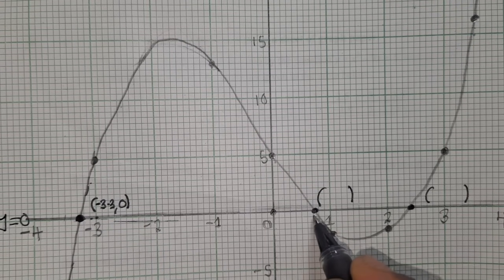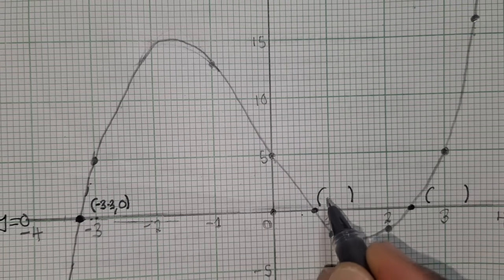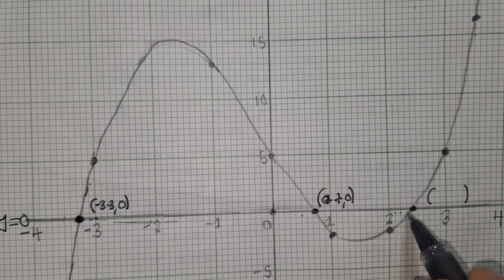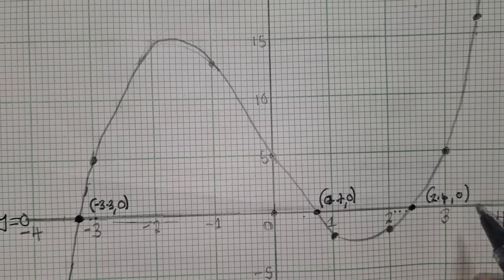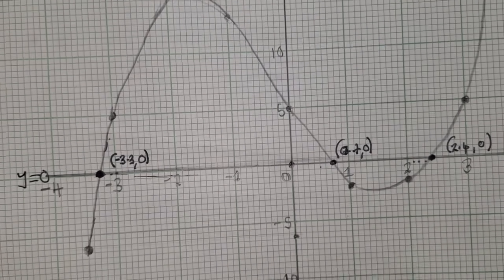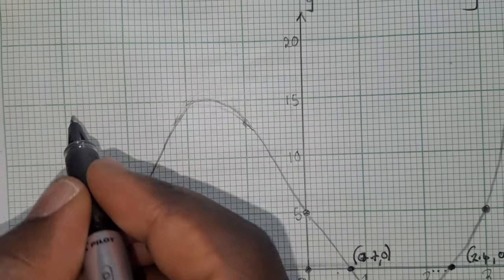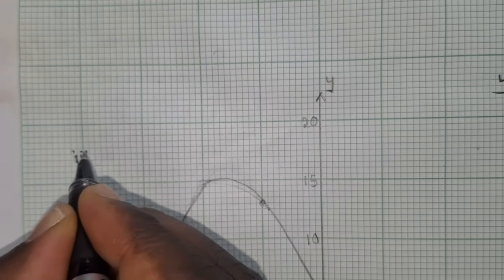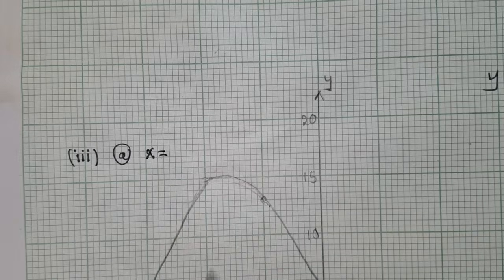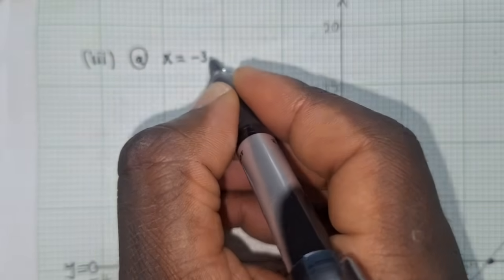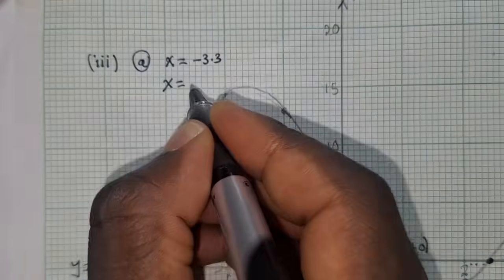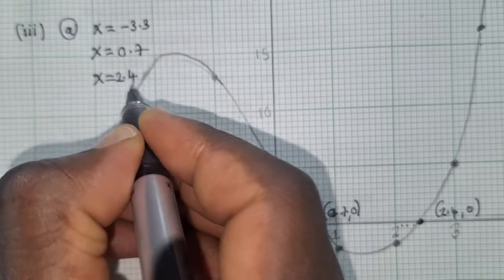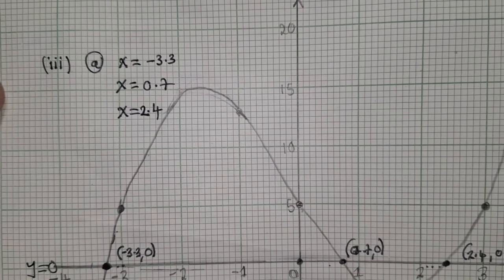Here it's 1, 2, 3, 4, 5, 6, 7. So this is 0.7, 0. Oh, this one is 1, 2, 3, 4, 2.4, 0. So I'm not saying you write this. Don't write this. So here you're going to say question 3a. So for question 3a, x will be equal to, get the x value here. What is the x value? It's negative 3.3. X is equal to, here it's 0.7. Wow, here the x value is 2.4. So these are the solutions, okay?